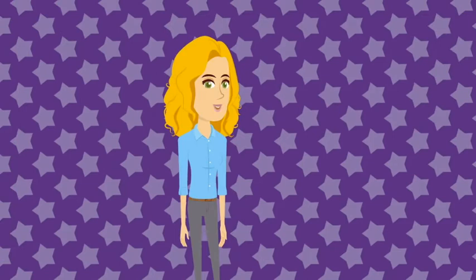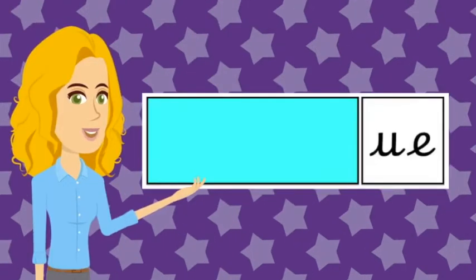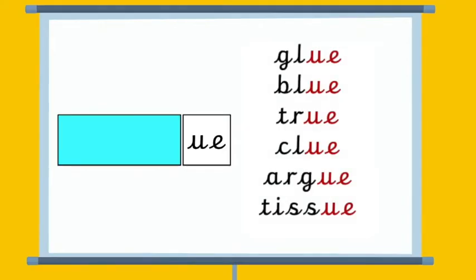The next most obvious spelling alternative for the OO sound or phoneme to teach is with a U and an E making the OO sound. This happens mostly at the end of words. For example, words like glue, blue, true, clue, and longer words like argue or tissue.